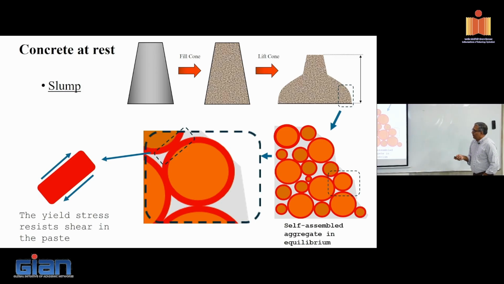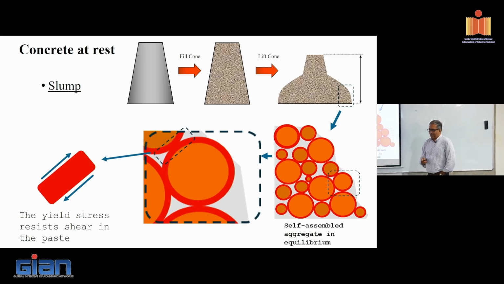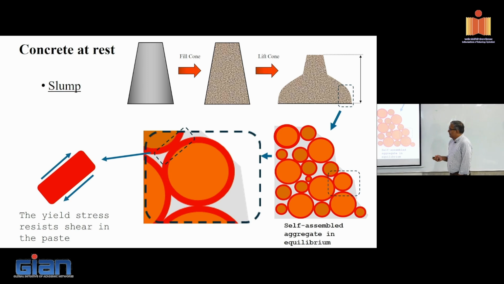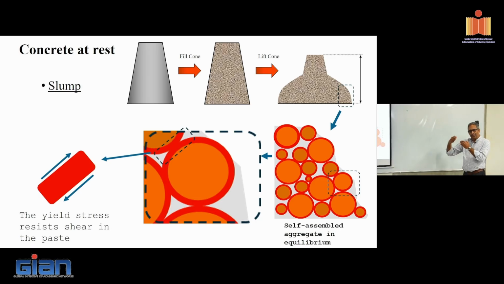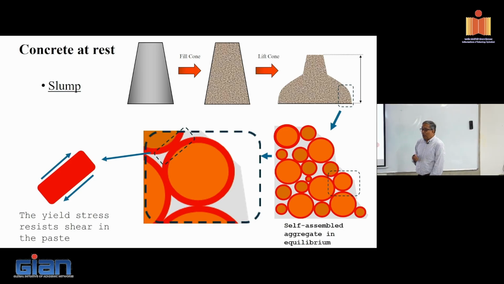Now, what would happen if this paste had a high yield stress versus a low yield stress? What do you think would happen? If this paste has a high yield stress, it will be able to withstand a higher shear stress, right? Which means it's going to hold this aggregate in position and allow you to create a larger height in the slump. What happens if this yield stress is low? It will simply shear off.